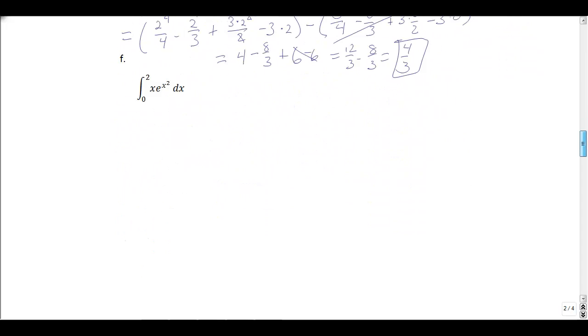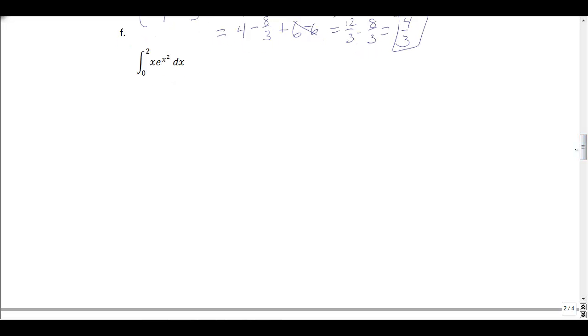Next one. This one is probably best done as a substitution here. So we have x times e to the x squared here. What I'm going to notice here, and this is a little bit tricky, is the derivative with respect to x, well, when we did, let's just go back to e to the 3x here. What I got was e to the 3x, but then you needed to multiply by the derivative of 3x by the chain rule. So 3 times e to the 3x.